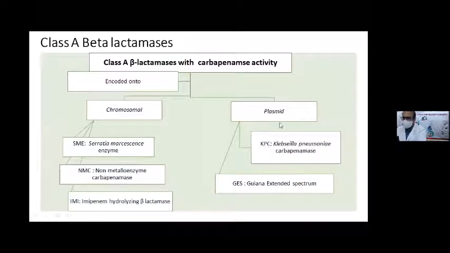But the more worrisome group is the plasmid encoded resistance genes. This includes most commonly KPC. Now KPC is a big problem in developed countries, especially in the Americas and in Europe. There are multiple types of KPC, 2 to 22, and all are prevalent worldwide. Then we have a new one called GES, which is also an extended spectrum lactamase, which imparts resistance to carbapenem as well.